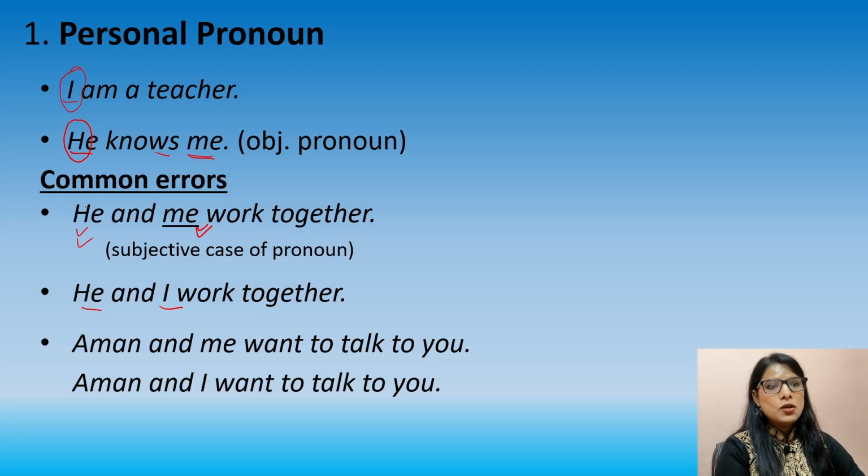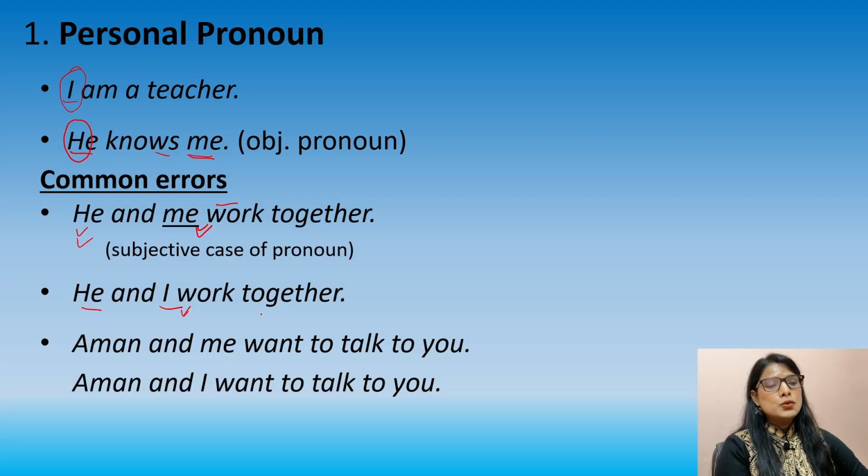So what common errors do we see here? He and me work together. Mostly we speak like this. But we never say like this. This seems unnatural. Instead we say he and I work together. So before a verb we always use subjective pronoun, not objective pronoun. Always keep that in mind.